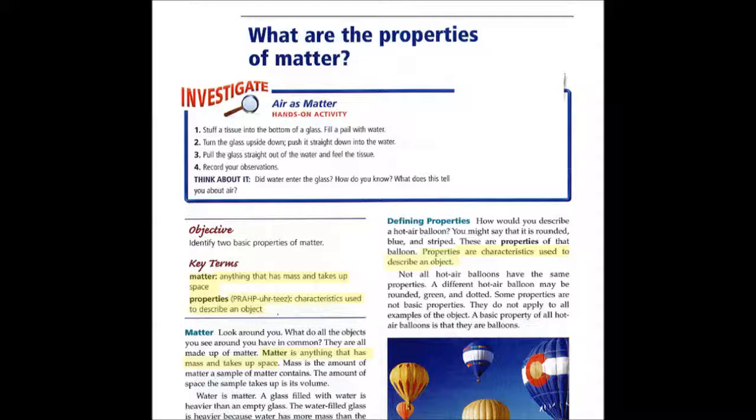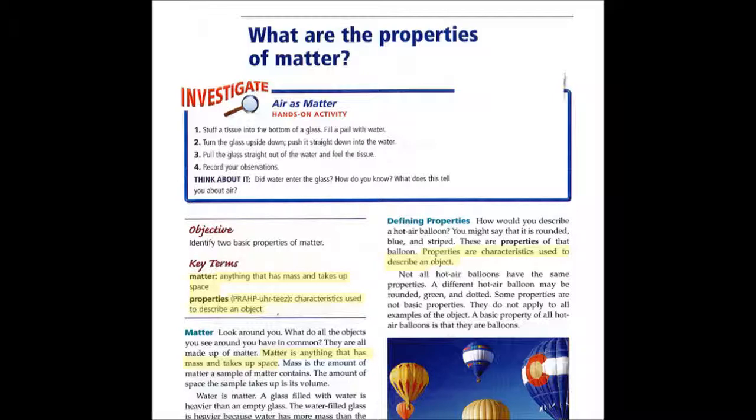Checking concepts. Number 1. All the objects you see around you are made up of blank. Number 2. Matter is anything that has mass and takes up blank. Number 3. Mass is a basic blank of matter. Number 4. Weight is a measure of the pull of blank on an object. Number 5. The amount of space taken up by matter is its blank.